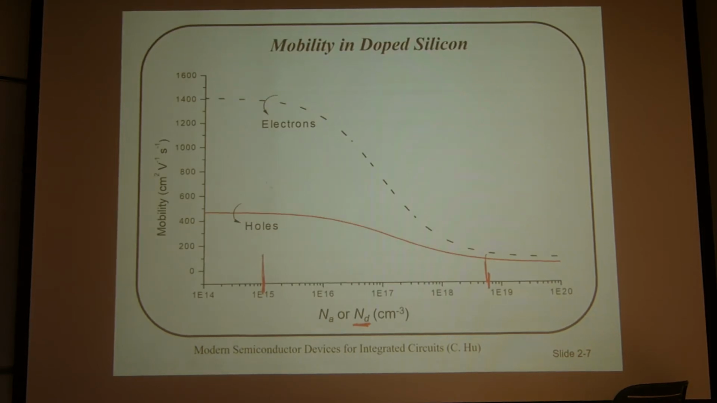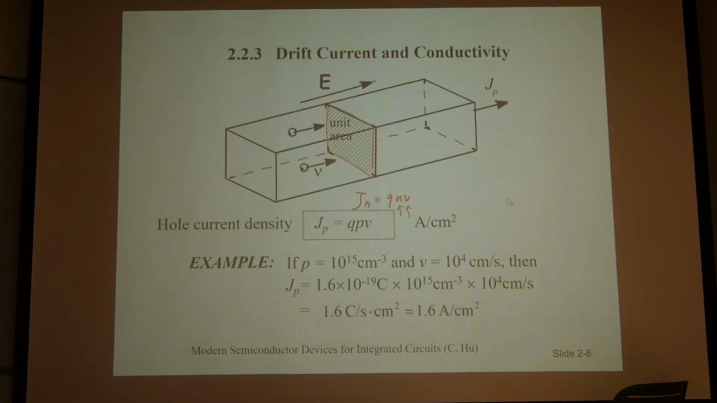So here is the measured data for the mobility as a function of the doping density for electrons and holes in silicon. You see the degradation of the mobility as we increase the doping density. And if you consider this drift current, then we will have this equation here for the electron or hole current density. It's Q, the charge quantity, and N the density of electrons, or P the density of holes, and then the velocity.